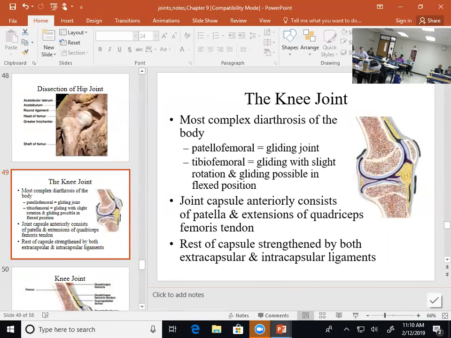And it is true that we are now having people outliving their knees. Why do you think that's happening? Why are orthopedic people telling us that people are outliving their knees? What is causing people to need knee replacements so early? Weight. Obesity. That's exactly right.